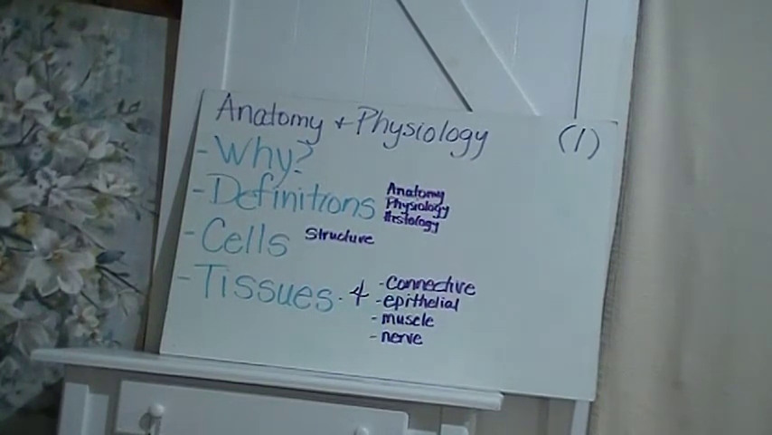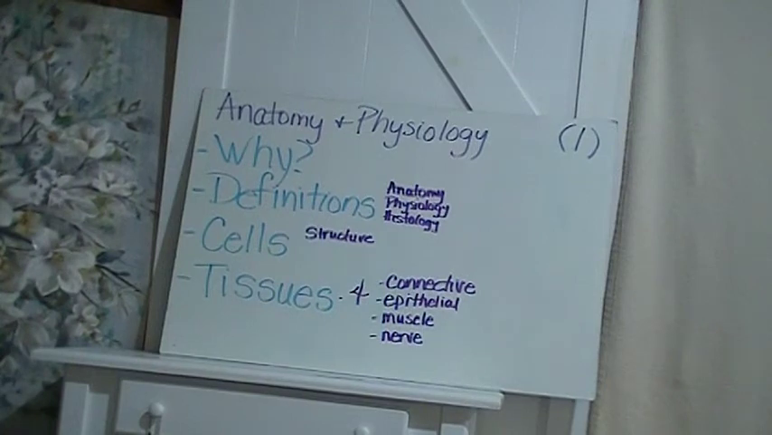Okay, cells, the definition of a cell. Cells are the basic unit of all living things, including bacteria, plants, animals, and humans. Without cells, life does not exist. As a basic functional unit, the cell is responsible for carrying on all life processes. So cells are kind of important.